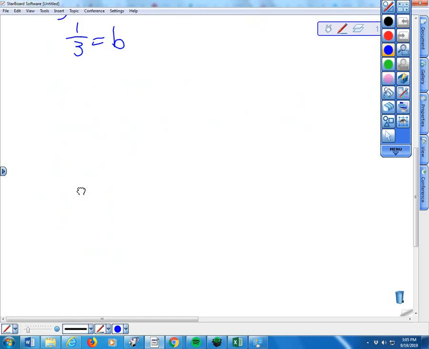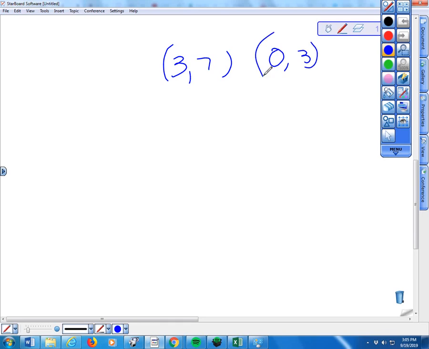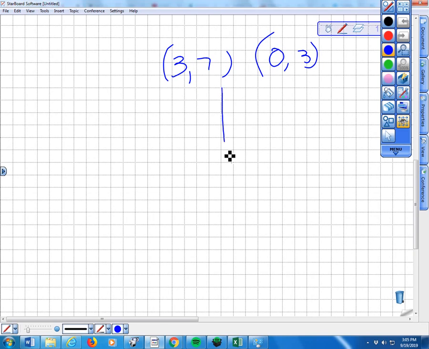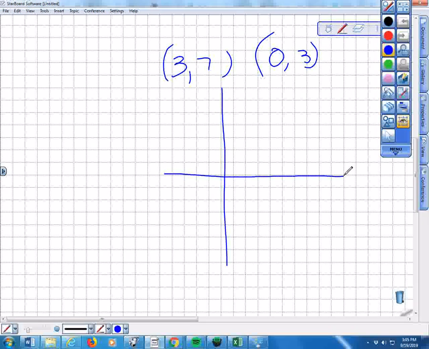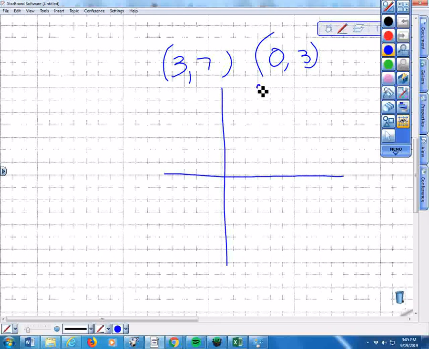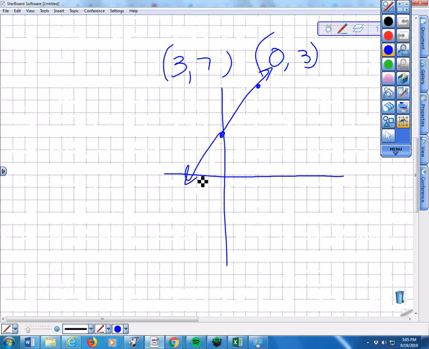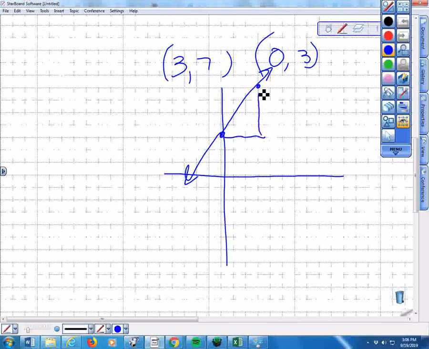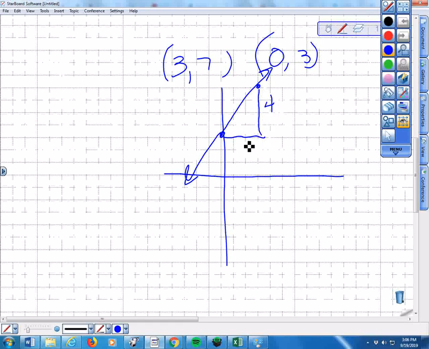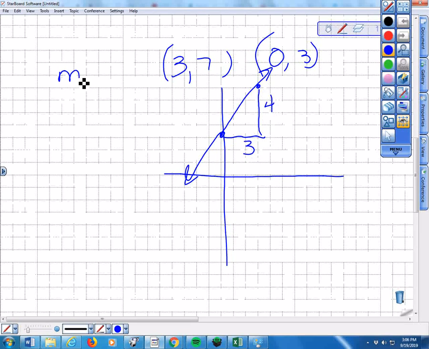So I just want to emphasize that point. Find the equation of the line that goes through these 2 points. First thing I'm going to do is find the slope. I could just quickly plot these points: 1, 2, 3, and 1, 2, 3, 4, 5, 6, 7, and 0, 3. If I want to use the triangle method, it goes up 4 and over 3, so I know my slope is 4/3.